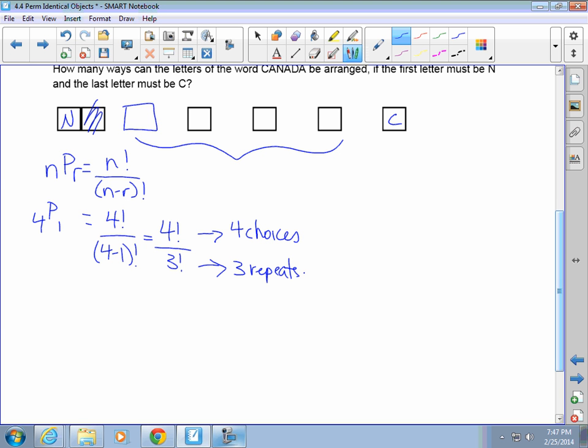So this one, I have 1 choice for here. This was my 4P1 choices, and this was my 1 choice here. So I have 1 times 4P1 times 1, or 1 times 1 is just 1, so it's just that 4P1. So 4 factorial over 3 factorial leaves me with 1.